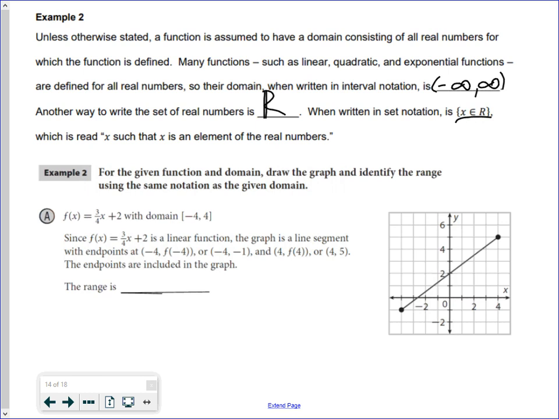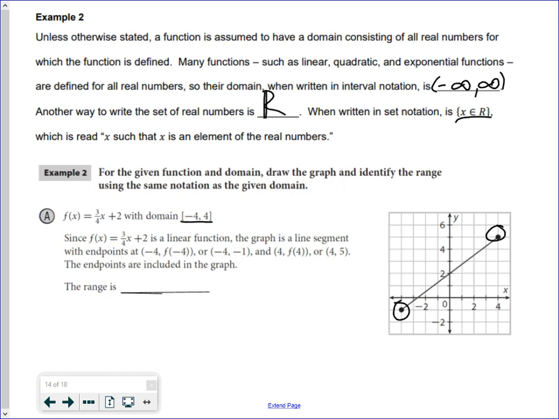All right, so for A, we're told for the given function and domain, draw the graph and identify the range using the same notation as the given domain. So f of x equals 0.5x plus 2 with a domain of negative 4 to 4. So in this case, we limited the domain. Since f of x equals 0.5x plus 2 is a linear function, the graph is a line segment. We see that on the right. And we have its endpoints right here and here.